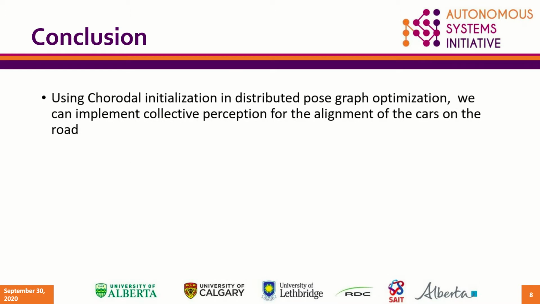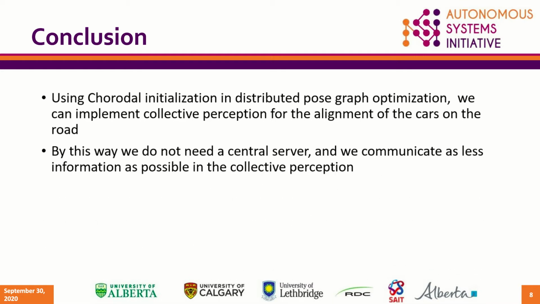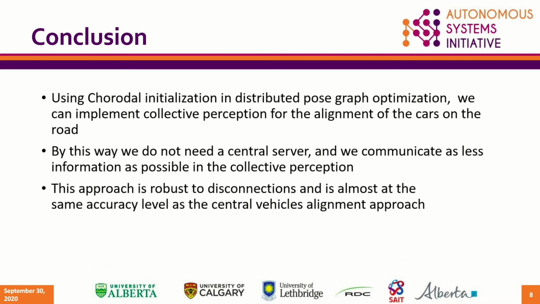For conclusion, using chordal initialization in distributed pose graph optimization, we can implement collective perception for the alignment of cars on the road. By this way, we don't need a central server, and we communicate as little information as possible in the collective perception, which is good. This approach is robust to disconnection and is almost at the same accuracy level as the central vehicle alignment approaches.